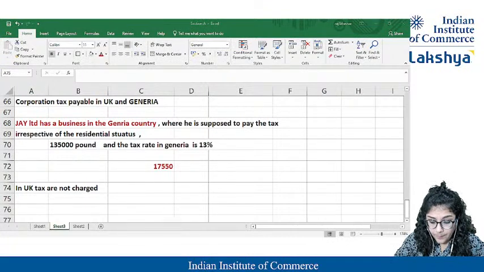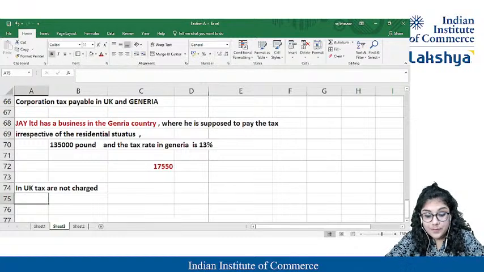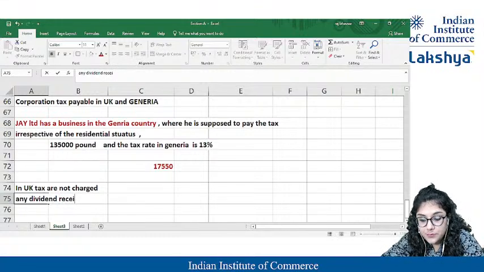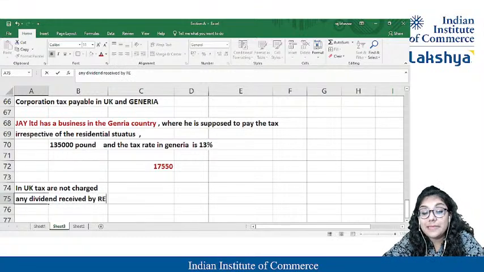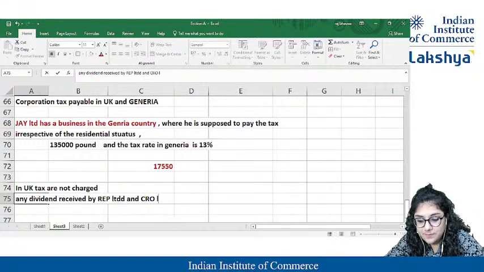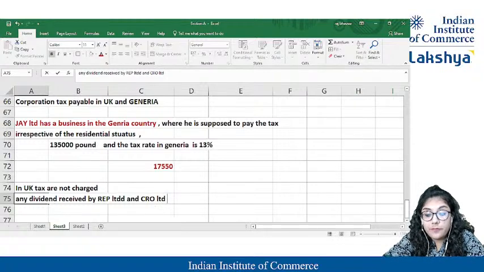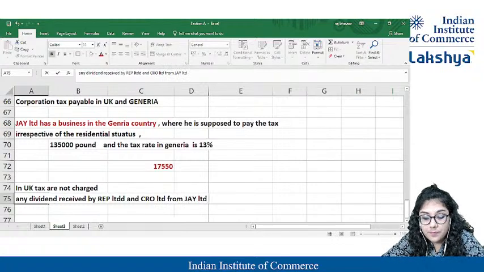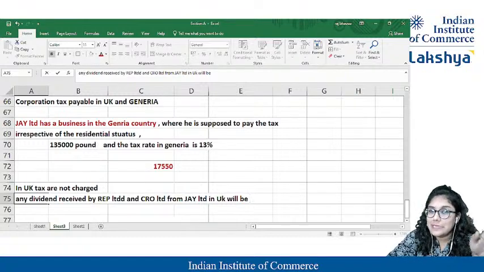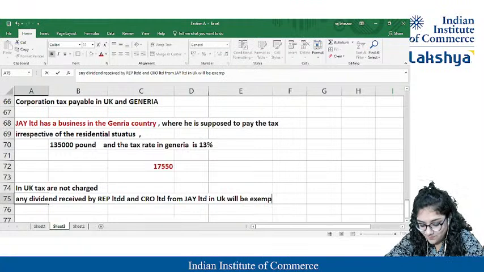But any dividends, if the company is getting any dividends, any dividend received by REP Limited, my REP Limited and CRO Limited from Jai Limited in UK will be taxed? Guys, will never be taxed. Dividend from any country we get is always exempt. Okay, will be exempt from corporate tax.